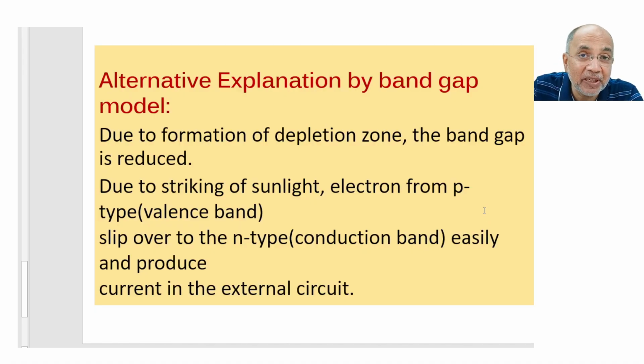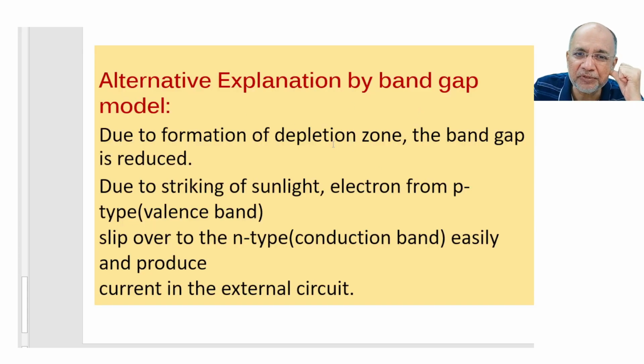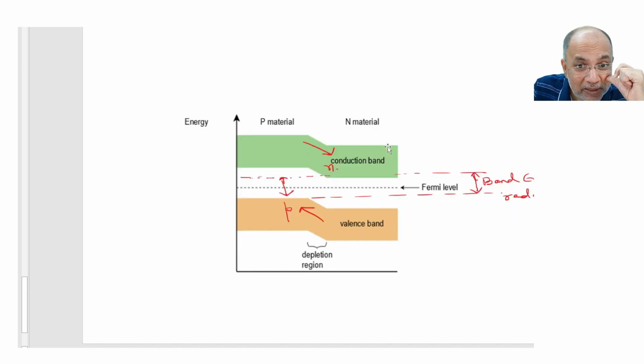Now there is an alternative explanation. The alternative explanation is based on the band gap. Band theory we have discussed in details in my first video. Please watch. There, what happens due to the formation of this depletion zone, the band gap is lowered. The band gap is lowered so much so that the energy present in the sunlight is capable to pull out electron from the p side to the n side of the depletion zone. Things continue in a cyclic manner.